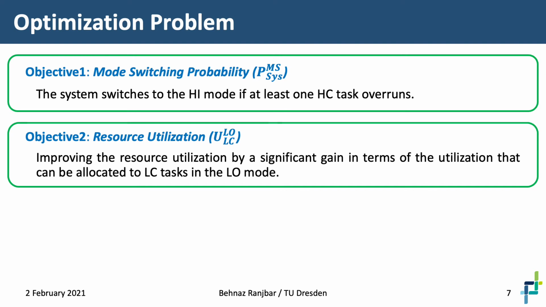So there are two main objectives to optimize the system. We improve the utilization by allocating a significant gain in terms of utilization to LC tasks in the low mode. Both objectives are computed based on the value of n, which was introduced in the previous slide. So this equation must be optimized and solved to find the optimum value of n for tasks. The proof and the optimization problem have been explained in detail in the paper.